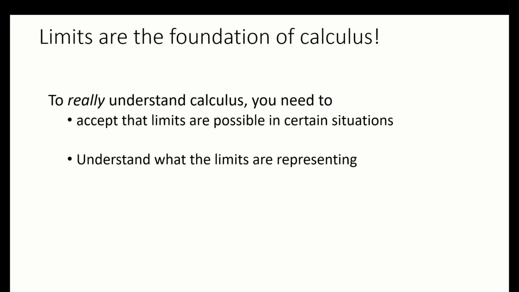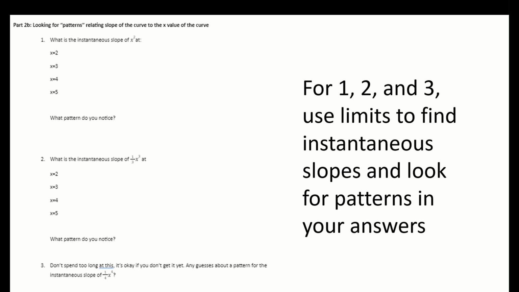We're going to keep rolling with this. So to really understand calculus, you need to keep accepting that limits are possible, right? You're able to plug in numbers that are extremely close together, basically treating them as the same number. And you want to understand what the limits are representing, which in our context so far is just slope, okay? So what you should try to do now is find the instantaneous slope of x squared at 2, 3, 4, 5. And then the instantaneous slope of 1/3 x cubed at 2, 3, 4, 5.